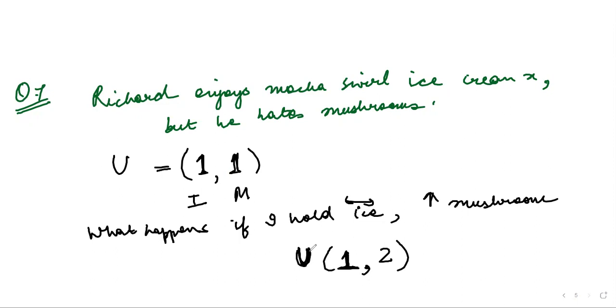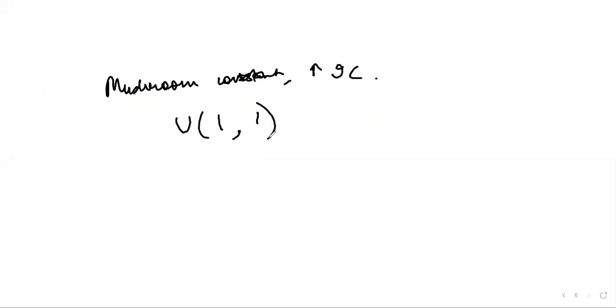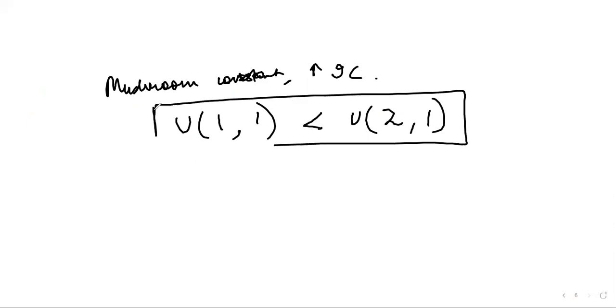Well, because mushroom is related to a decrease in utility, he hates mushroom. So the utility from this will be lesser than the utility from 1, 1. Do you agree? As I increase mushrooms, utility decreases. This makes sense? Now let's ask, what happens if you instead increase ice cream and keep mushroom constant? So I hold mushroom constant and I increase ice cream. So utility from one ice cream, one mushroom, and utility from two ice creams, one mushroom. Definitely this is more. The more the ice creams, the more the utility.